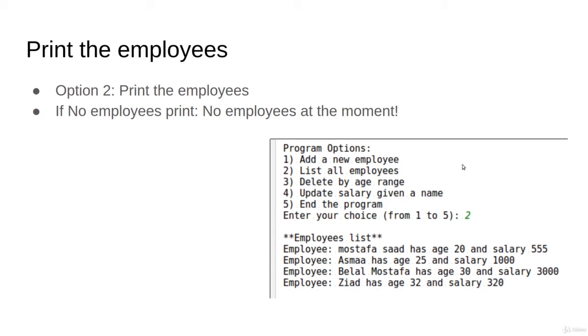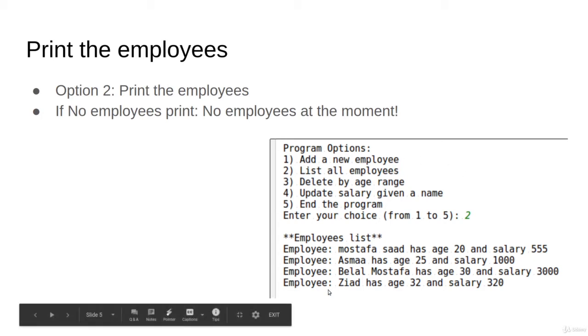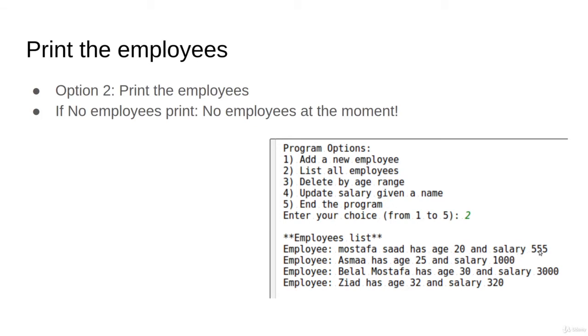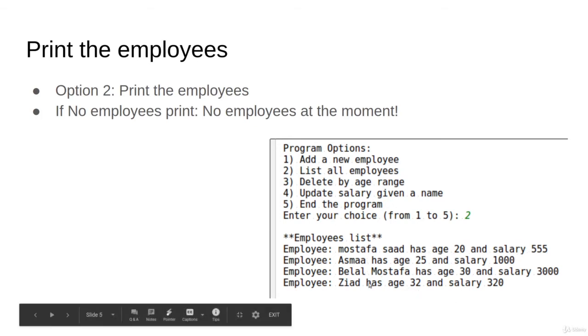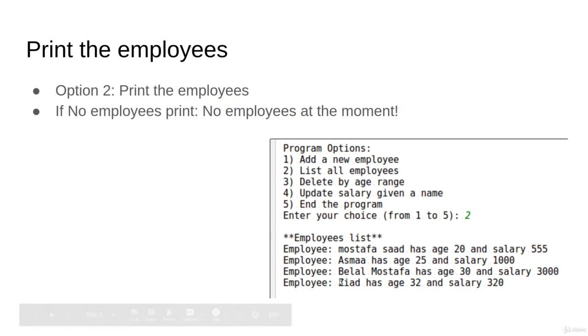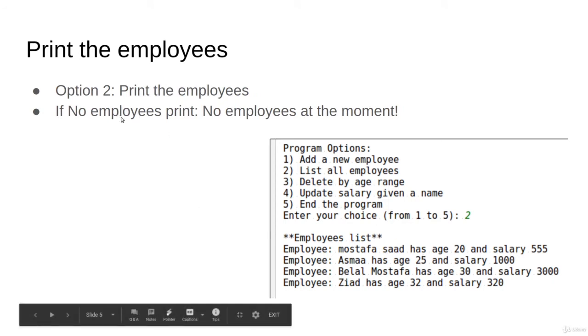Now in this step, the user entered choice number 2, which is listing all of the employees. So we have so far 4 employees. I'm going to print them here. Mustafa has age 20 and salary 555, and so on. These are our 4 users. If there are no current employees, just print that there are no employees at the moment.